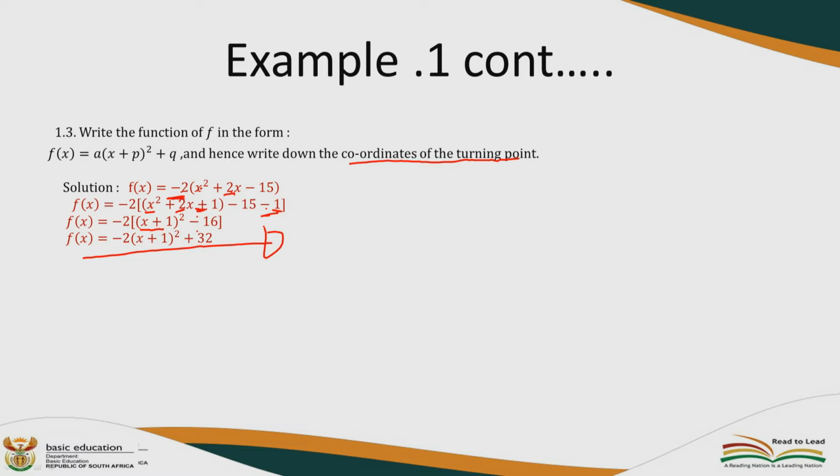Don't forget to take out the common factor of a in case the coefficient of your given function there is not equal to 1. Take out the common factor, and then you need to add and subtract at the same time half the coefficient of x.